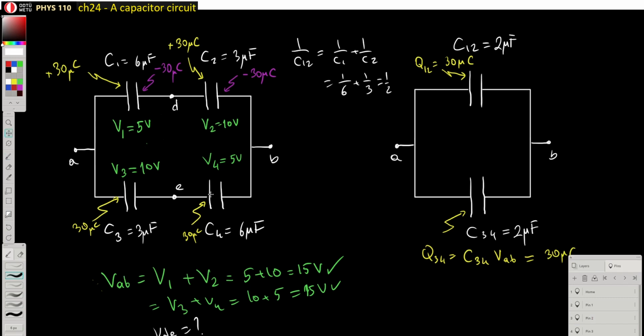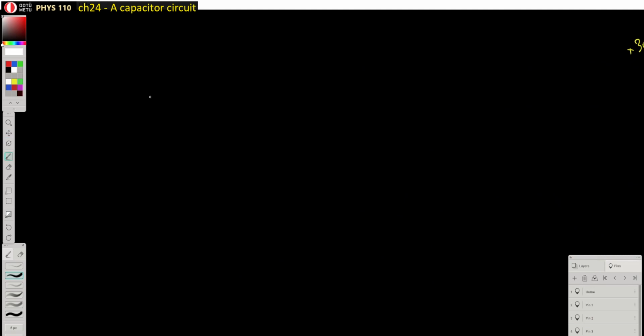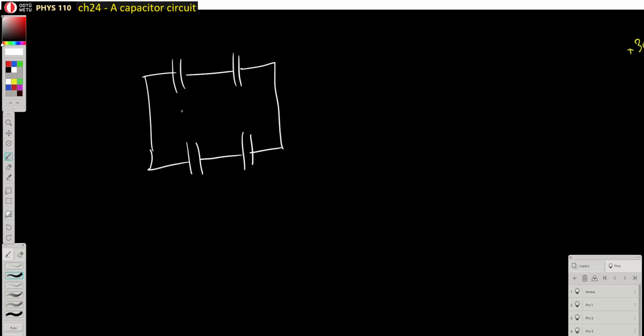Okay, let's quickly compute this, but I need a new picture in here. All right, let's just draw this picture again. This is the potential difference V1, V2, V3, V4, and let's also mark these points. So that's point D and that's point E. So I want to compute VD, because the idea is something like that.